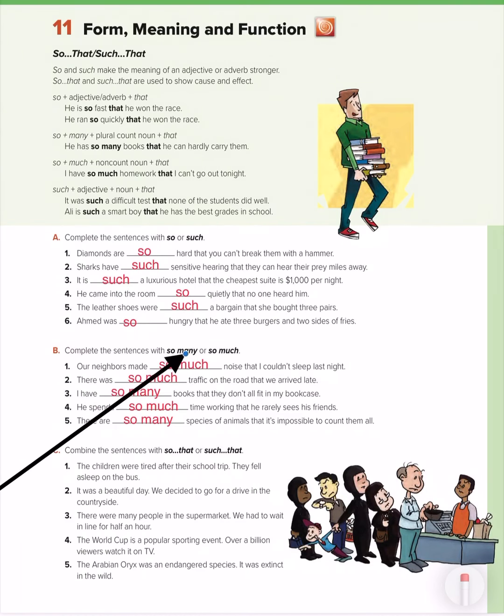Complete the sentences with so many and so much. So we use so many with something countable. For example, 1 book, 2 books, 3 books, 1 car, 2 cars, 3 cars, and so on. Much with something that you can't count. For example, water. Can you count the water? No. Can you say 1 water, 2 waters? Of course not. For example, the juice. Can you count the juice? Orange juice, for example, 1 orange juice? No. Milk. Can you count the milk? No.